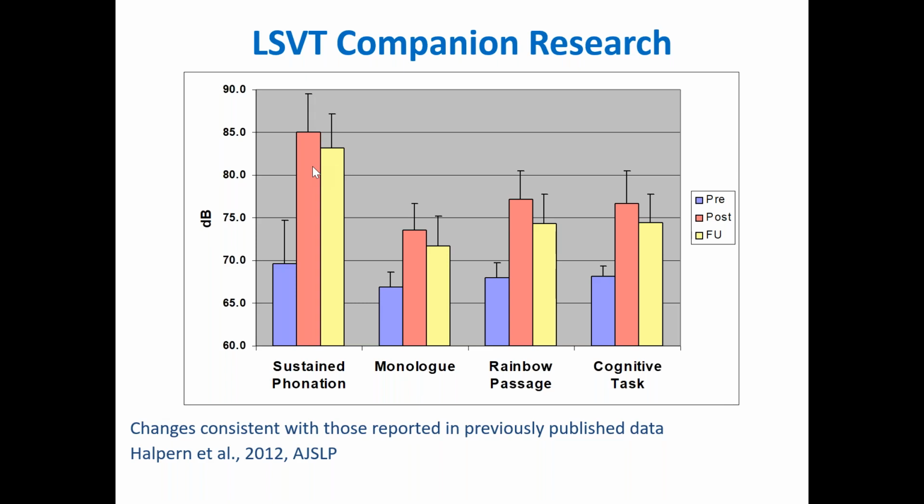So with the LSVT Companion, in this research, 9 of the sessions were delivered in person, and then 7 of the sessions were delivered with the client having the LSVT Companion, independently practicing at home on their own during those 7 treatment sessions. So it's exciting to see that even if treatment is not delivered fully in person, we are still getting the same types of results when utilizing the LSVT Companion for some of the sessions.